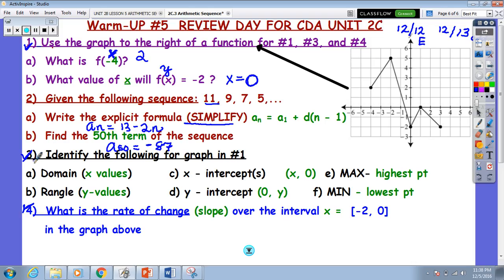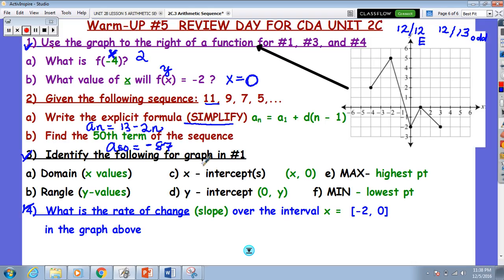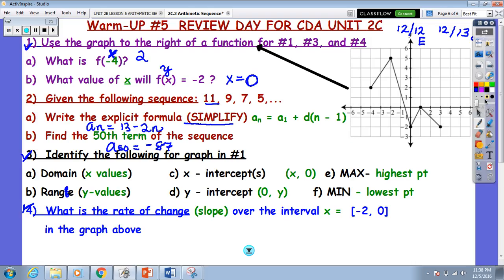Now, number 3, they asked us to do the following. We want to identify the domain, the range, and that should be range, not wrangle. The x and y intercepts, and then the max and the min. Okay? So let's look at the domain. Now notice that looking at this graph, normally we would say the domain and range will be negative and positive infinity. However, this graph has a closed dot on one side and a closed dot on the other. That means this line does not continue on forever.